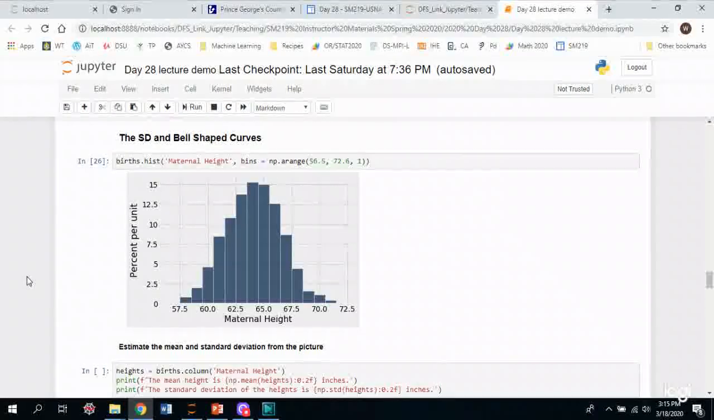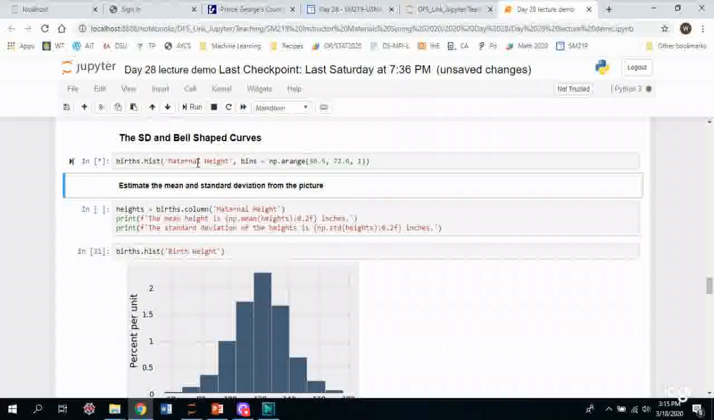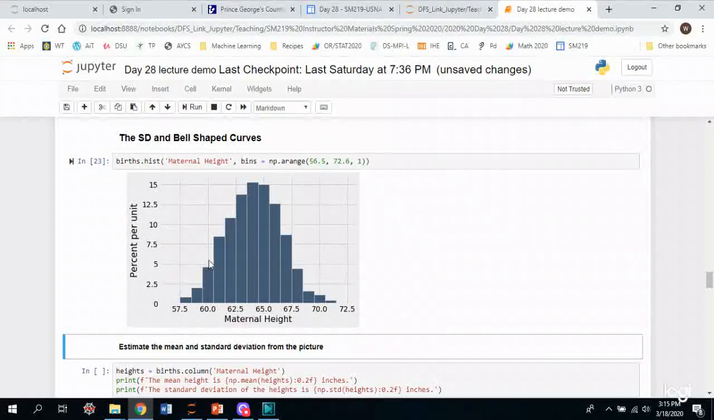Let's look at the histogram of maternal height in the births data. It's a nice symmetric distribution here, and we could try to estimate the mean and standard deviation directly from the picture. The mean looks like it should be somewhere right about here, maybe say 64. And if you trace down from the top of the histogram, you can trace out a curve that's very smooth and has a point of inflection right about here, say at 61.